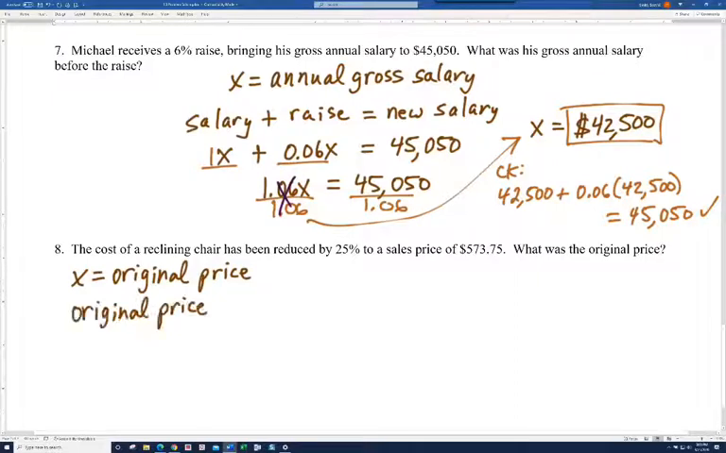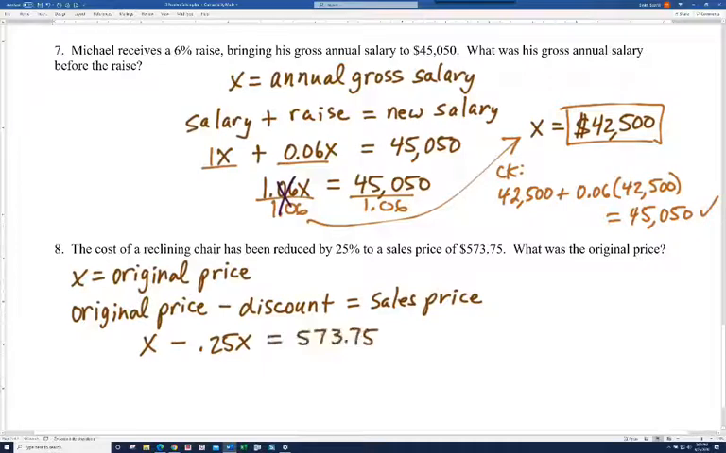And if you take the original price and you subtract your discount, that's going to give you your sales price, or the discounted price. All right, so the original price was X, and we're going to subtract 25%. Well, if you just write minus 0.25, you're subtracting 25 cents. It's 25% of something. What is that? Well, the original price. So minus 25% of the original price, which we called X, and that's equal to the sales price, which we said was $573.75.